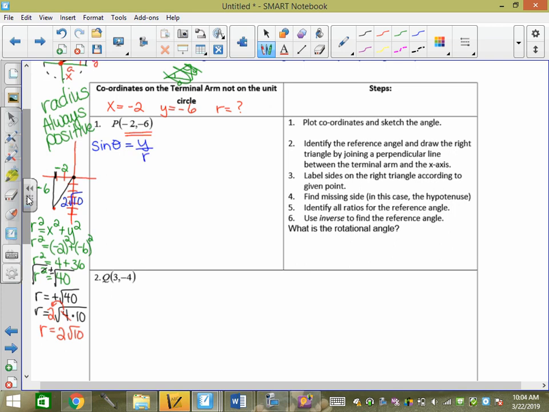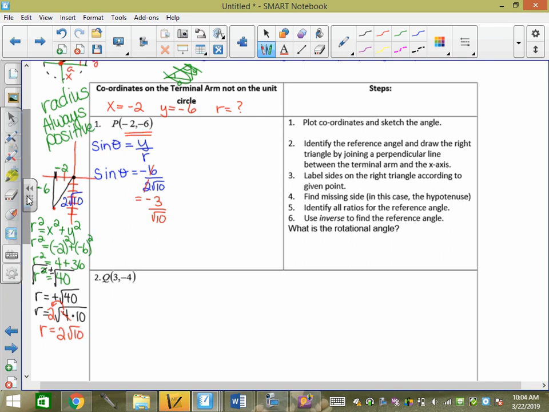Because it's opposite over hypotenuse. So sine of theta is actually negative 6 over 2 root 10. I can take a 2 out of both of these, so it's actually negative 3 over root 10. But what do I have to do? Jack? I know, that's the only time I pick on people. So, what do we do? You know this.